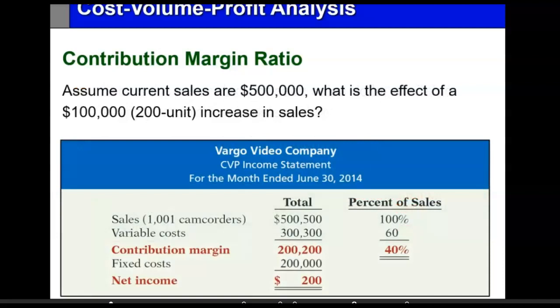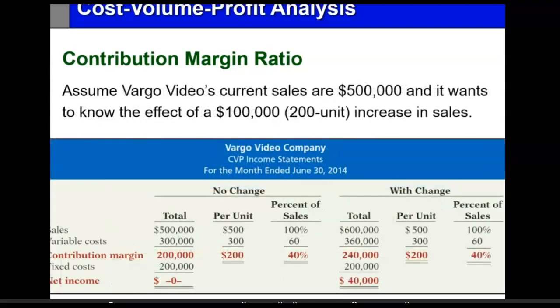So therefore, I can express my CVP income statement in terms of percentages. So sales is always 100%. Contribution margin ratio is a percentage the contribution margin is of total sales, which would be 40%. Therefore, the complement is the variable cost ratio. That is, variable cost as a percentage of sales is 60%. So you see it always adds up to 100.